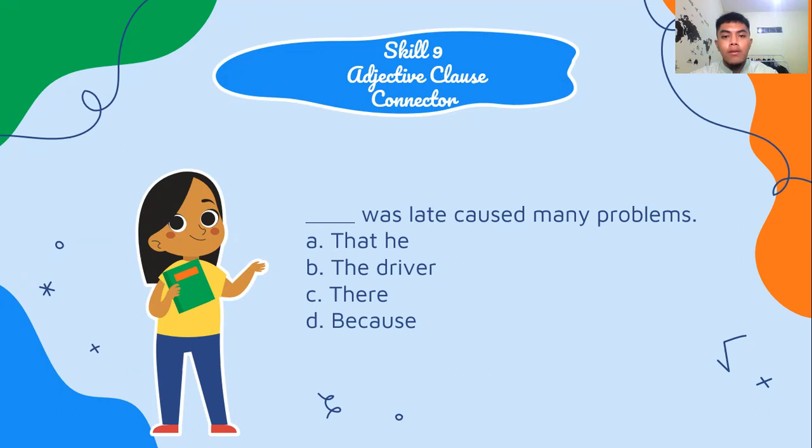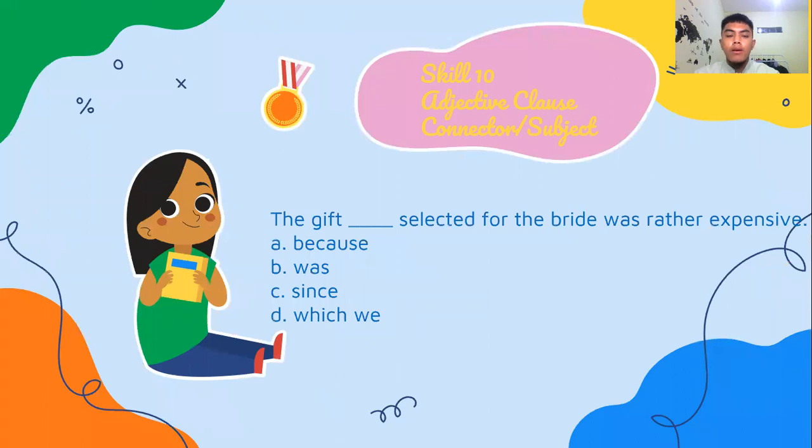Let me give you an example. Skill 10. The gift blah blah blah selected for the bride was rather expensive. The choices are A, because; B, was; C, sign; D, which he. The answer is D, which he, because in the example problem above, there are two clauses. Gift is the subject of the verb was, and the verb selected requires a subject, and an adjective clause connector is also needed because the sentence requires two clauses.